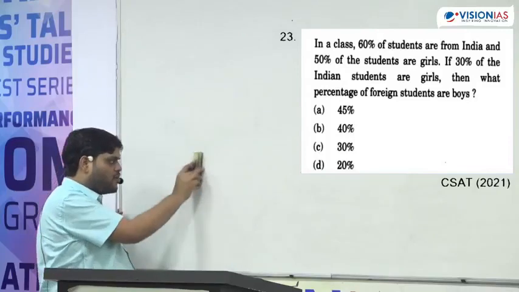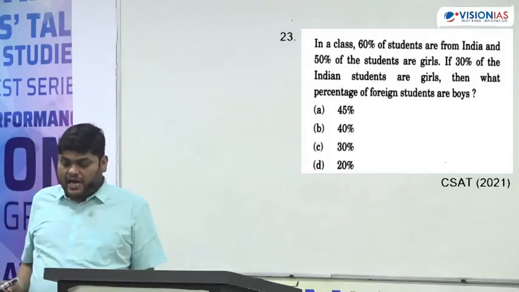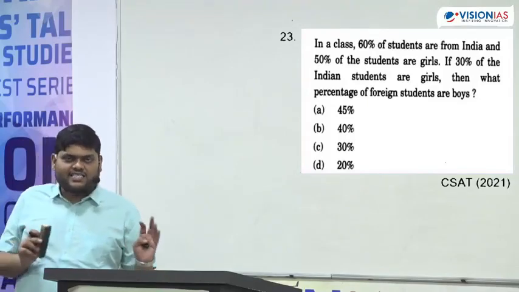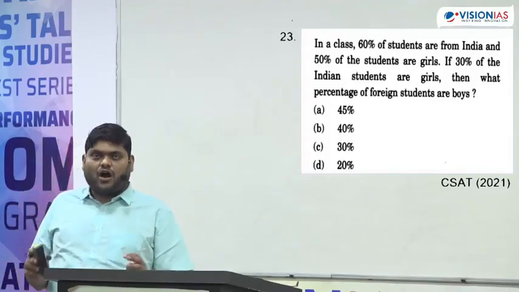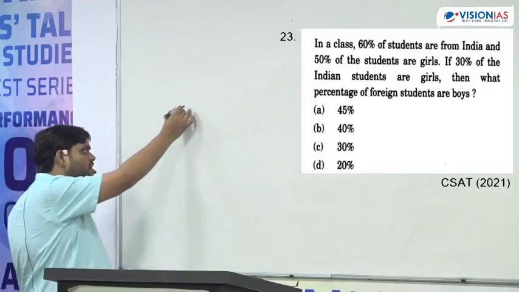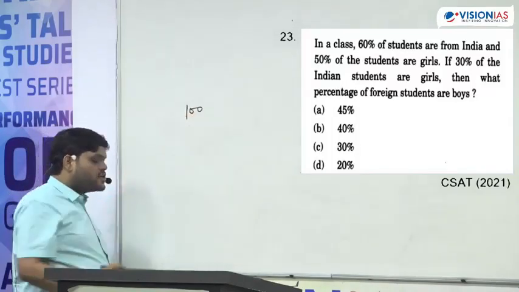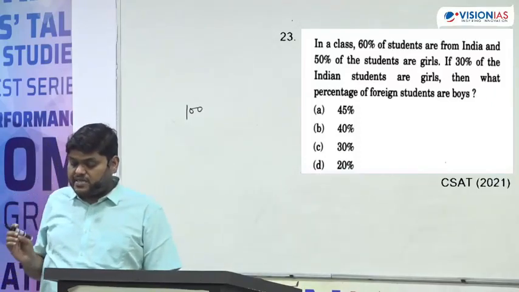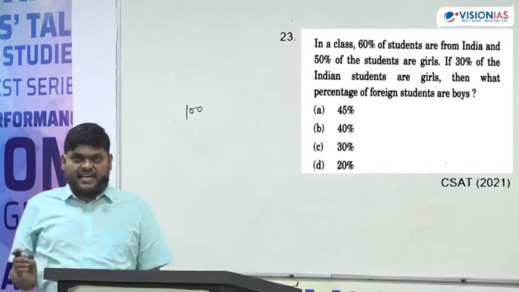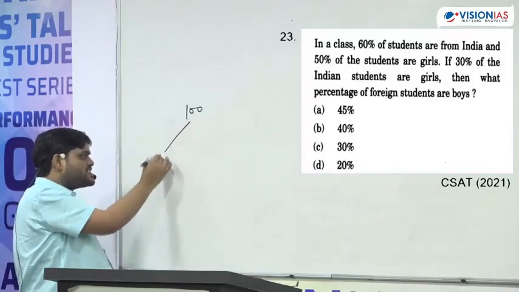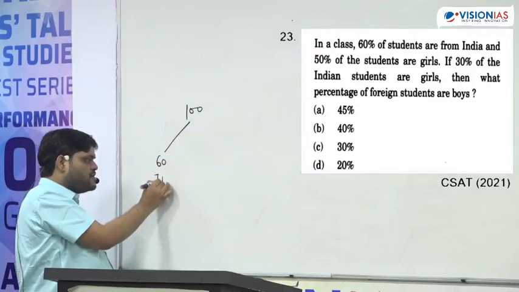Okay. Now how to approach this question? I told you, when everything is given in the percentage and the final answer is also asked in the percentage, always take total value is equal to 100. So we will take total students as 100. Now what is the question? 60% of the students are from India. That means 60 students are from India.